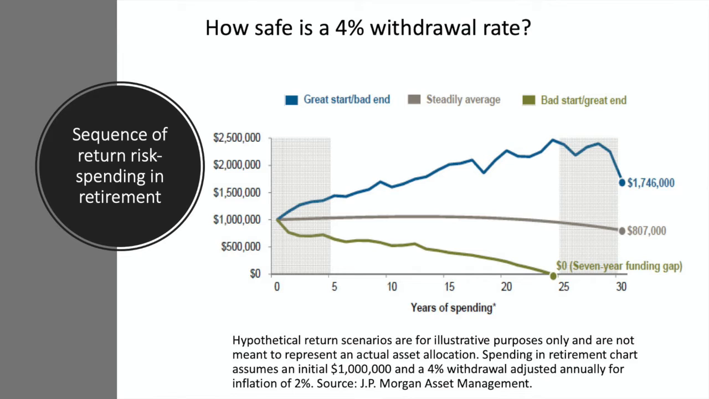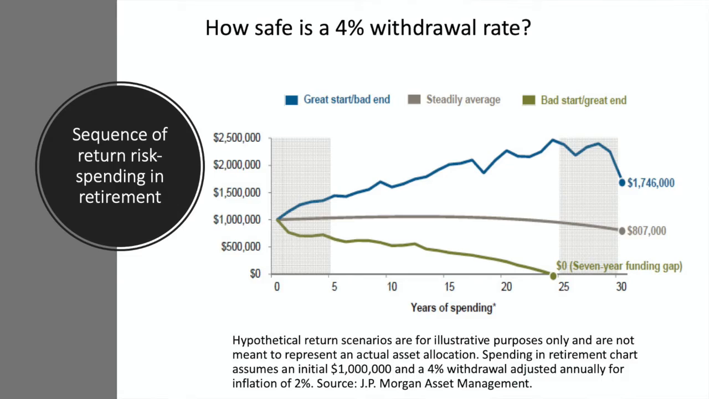So we look at all 3 investors. How did they do over a 30-year period? Well, we see the blue line. That's the great start, bad end experience. Over those 30 years, that investor took out the withdrawals, 4% with an increase every year, and ended up with $1.7 million left over at the end of 30 years. So that's a good experience. The second investor, with the steady average 5% return the whole time, didn't do as well, but still decent. They finished with $800,000 left over. And then the third investor had a bad start and never got to those good years in years 25 through 30, and they ran out of money. There was a 7-year gap there.